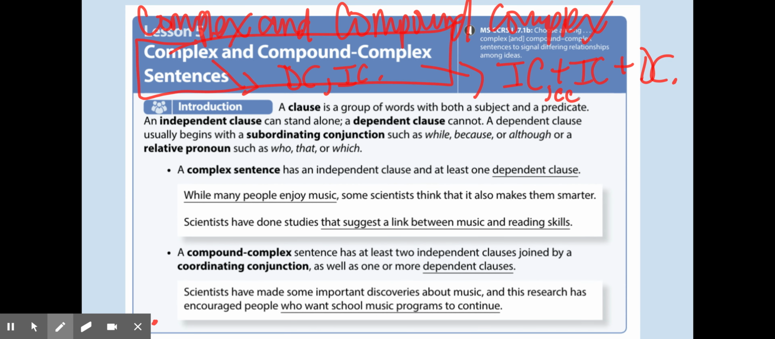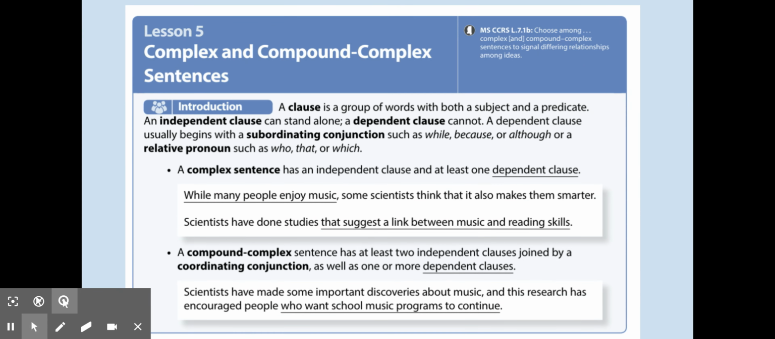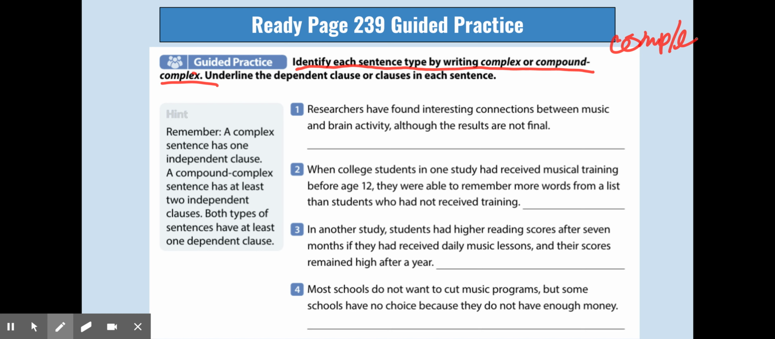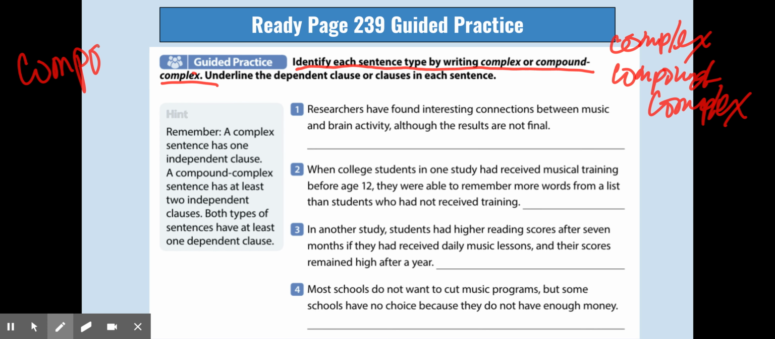Okay, we've already gone over all these notes. We've already talked about this workbook page because that's what we just did in your source book. So let's go look at our guided practice at the bottom. Okay. So this right here wants us to identify each sentence by writing complex or compound complex. So we're looking for either just a complex sentence or a compound complex sentence. Now, remember yesterday, anytime that we're looking for anything to do with compound, we use our fanboys.